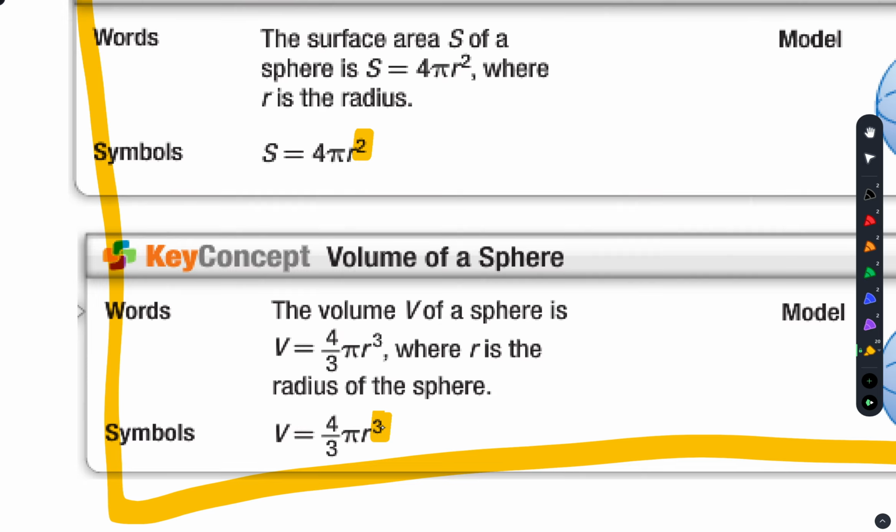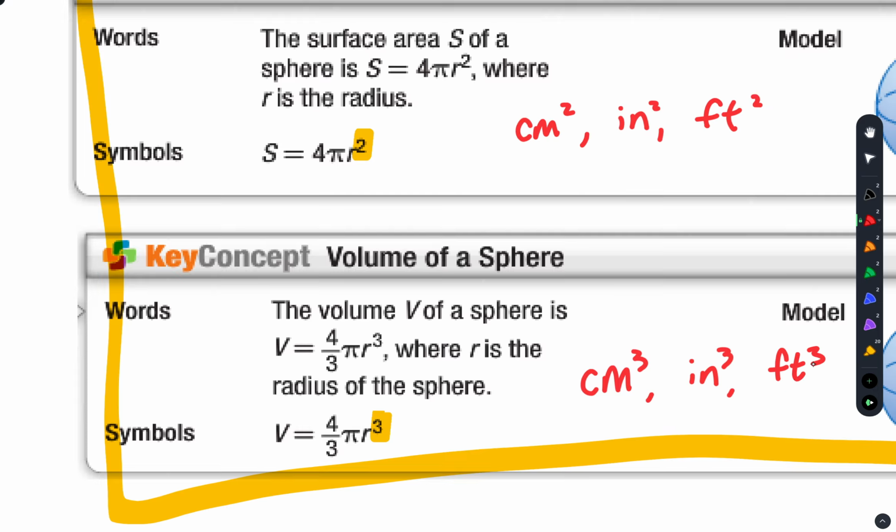The easiest way to remember this is to think about units. If you're thinking area or surface area, we know that our units are going to be centimeters squared, inches squared, feet squared, something like that. And when we talk about volume, we talk about units cubed. So centimeters cubed, inches cubed, feet cubed. That's how I remember whether it's radius squared or radius cubed. Any questions on these formulas?